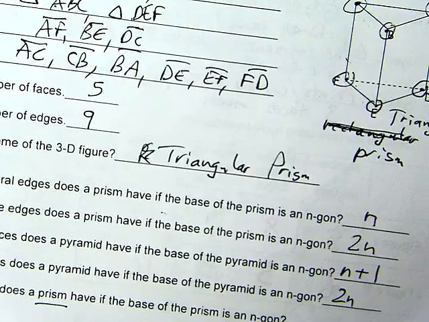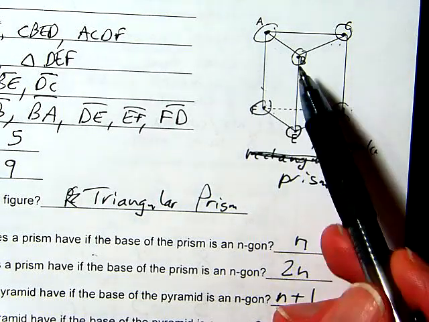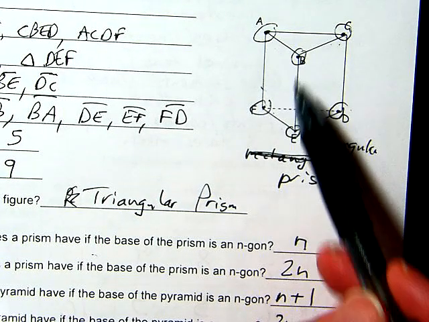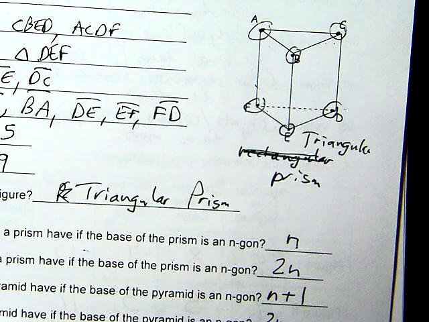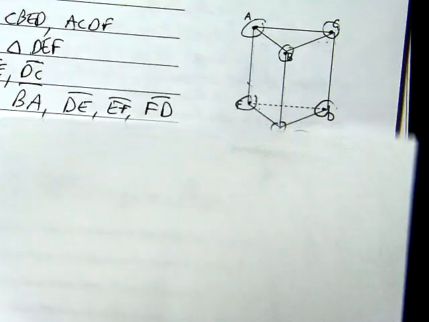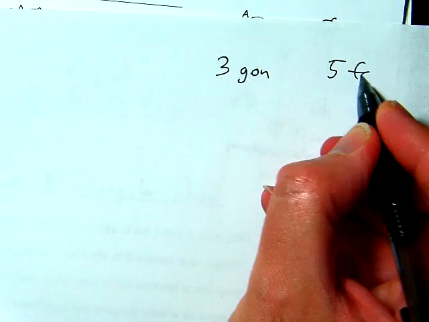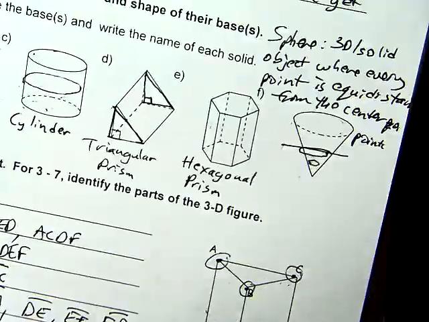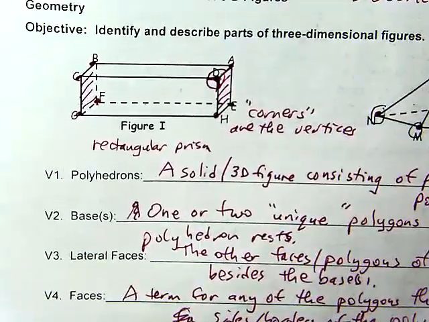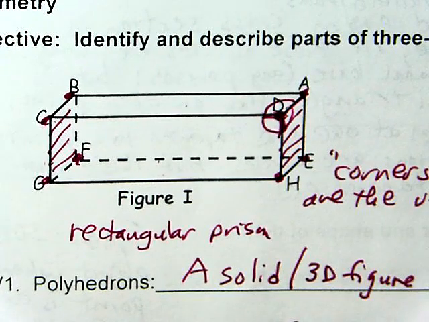So let's count. Let's take a look at our triangular prism. This is a 3-gon, and it has how many faces? It has the 2 bases, 1, 2, plus 3 lateral faces. So that's 5. Okay, so a 3-gon, let's make another little graph up here. A 3-gon has 5 faces. What about a 4-gon? Well, we've got, do we have one drawn out? Yes, our figure 1 was a rectangular prism. So this is a 4-gon prism. Okay, and let's see how many faces it has.